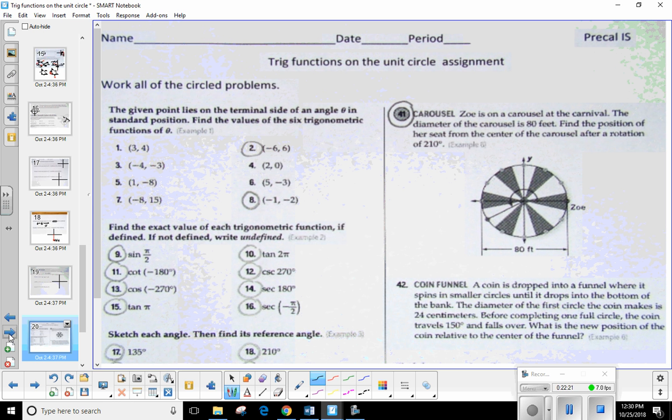So we'll just work a couple of problems here. Now, I did go ahead and put numbers 2 and 8 on the test tomorrow. Do you want to start with one of those? It says the given point lies on the terminal side of the angle theta in standard position. Find the values of the 6 trig functions. So, number 2 or 8? 8? Okay. So it's -1, -2.